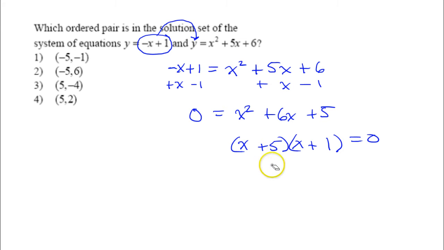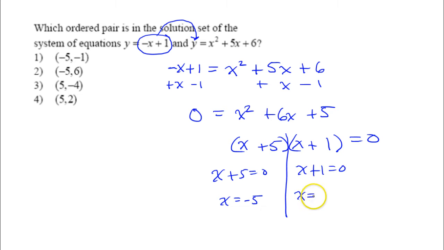So now that we have factored it, we can find the solutions by setting each factor equal to 0. If I set x plus 5 equal to 0, I get x equals negative 5. If I set x plus 1 equal to 0, I get x equals negative 1.